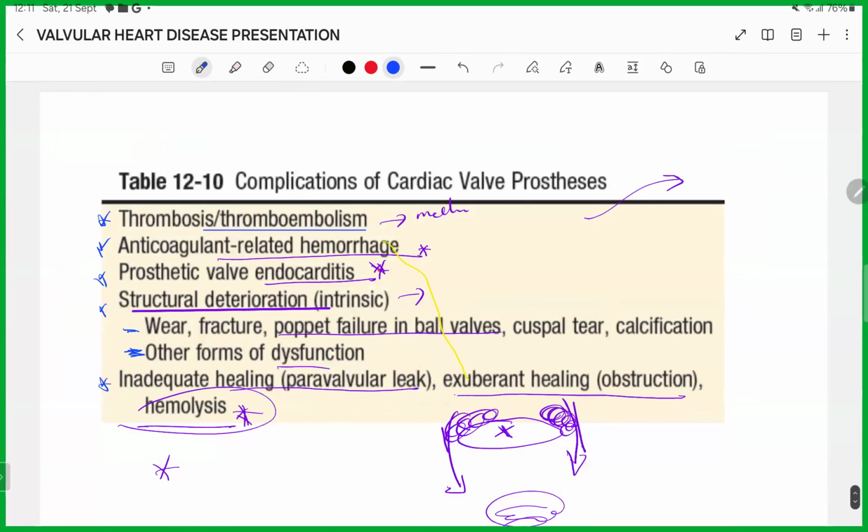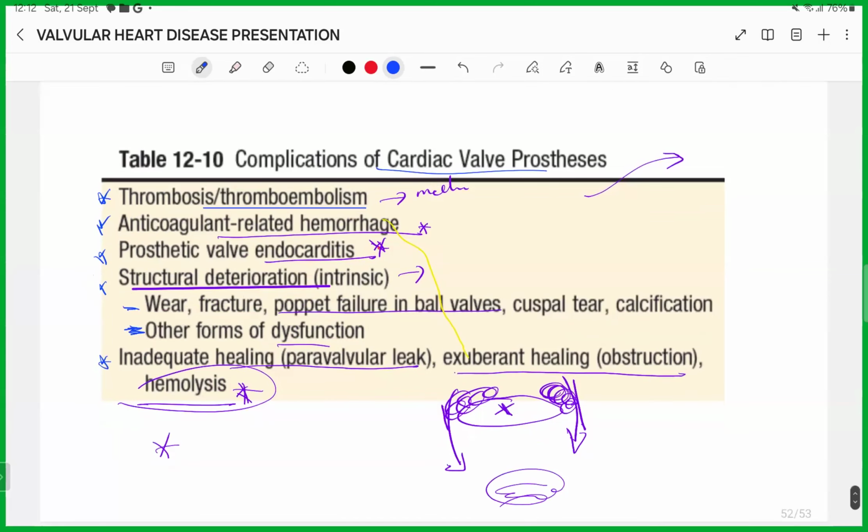So, complications of cardiac valve prosthesis. You may have thrombosis, anticoagulant-related hemorrhage, because these patients are on anticoagulants for long. You may have endocarditis. Then you may have wear and tear of the valves. So the valve just collapses, it prolapses, or it stops working. In other cases, you may have a valve that is not even fitting, so it's too small.